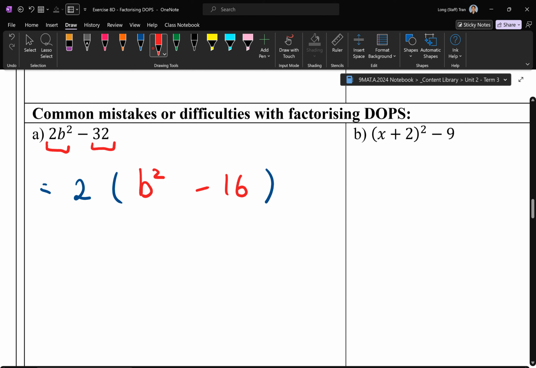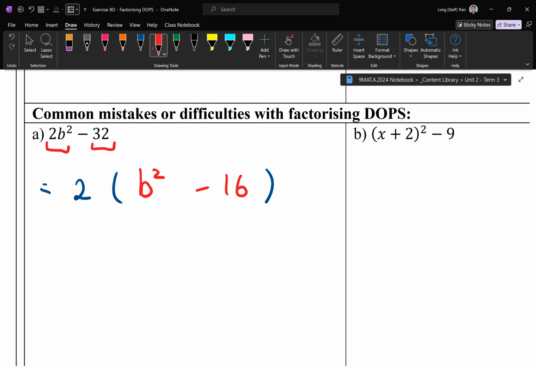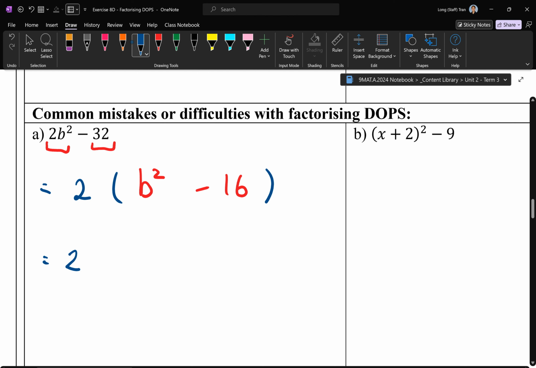But can you see what I wrote in red? Isn't that similar to what I just did before with you? It's something squared minus another number. So you can use difference of perfect squares just within the brackets. So keeping the 2 on the outside, this is what some students may find tricky and they're not used to. You just focus on this.